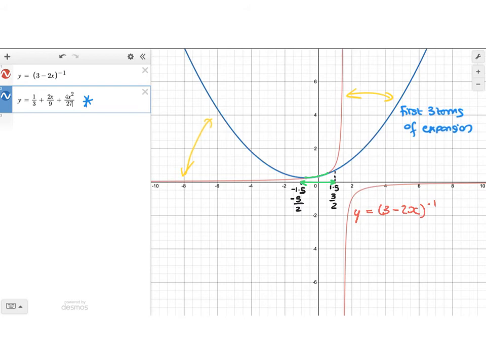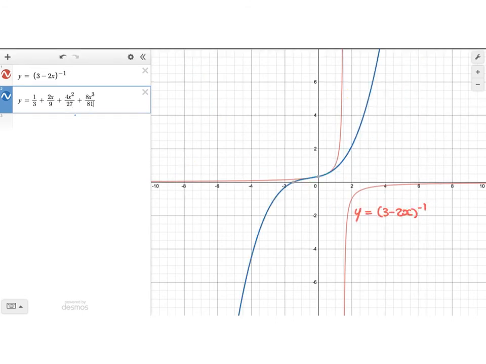Now you may be thinking, well, what about over here at 3 over 2, where you perhaps don't get as close a match? Well, remember, there are only 3 terms here. So if you're only using 3 terms of your expansion, you may not get as good a match even within your validity condition. So we're now going to have a look at another pair of sketch graphs where we've included more terms in the expansion.